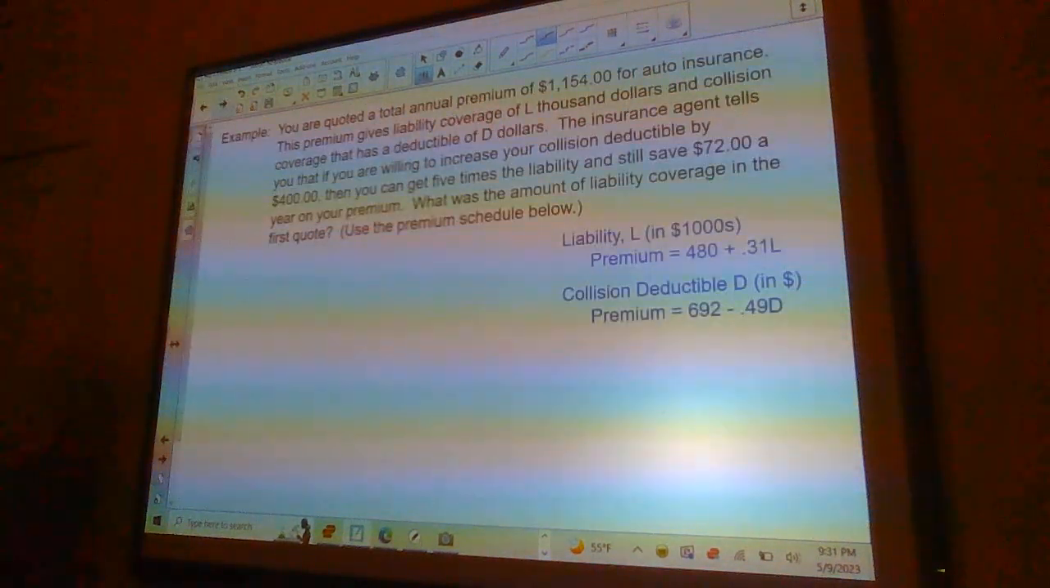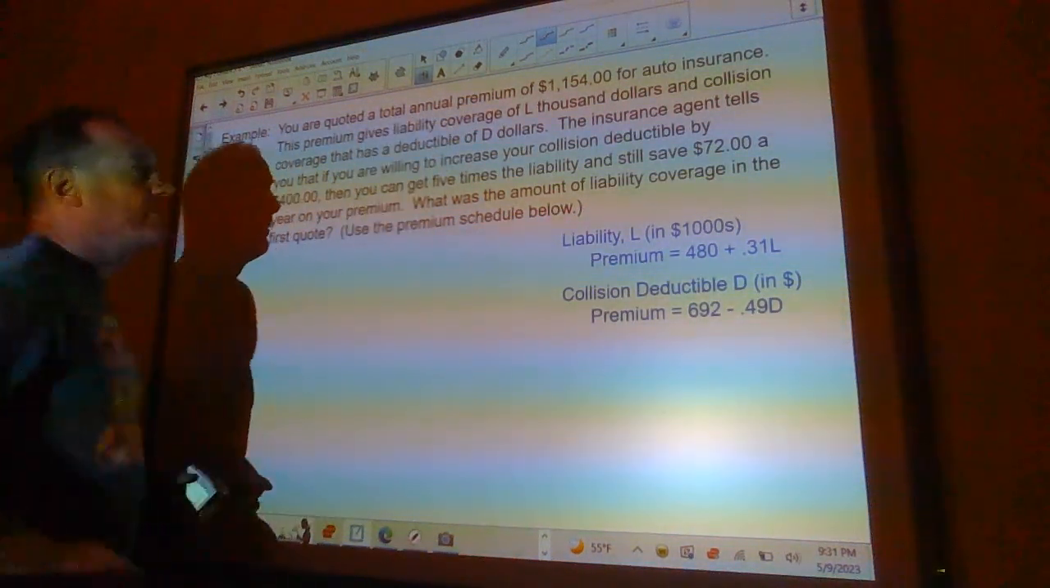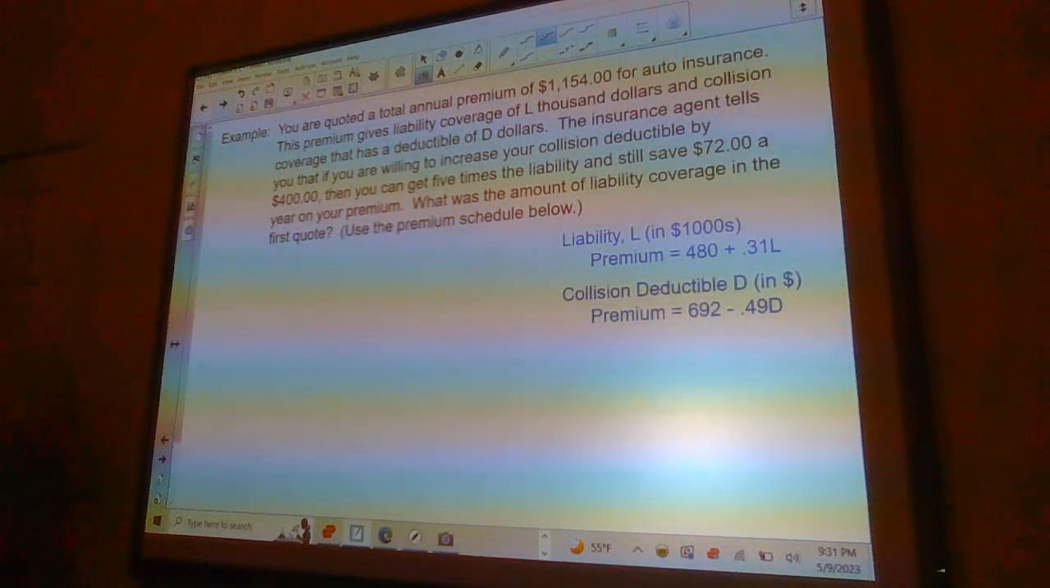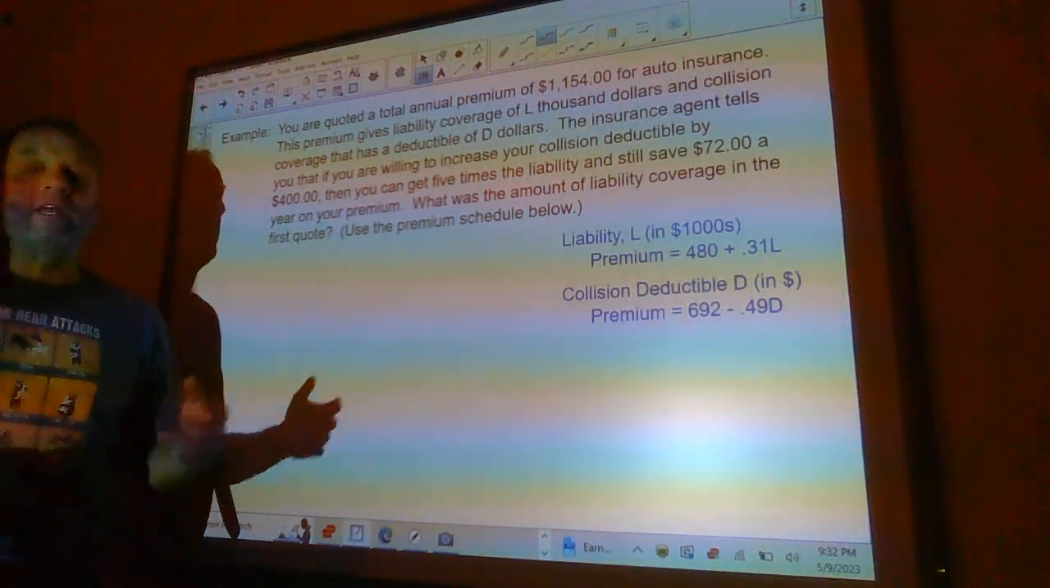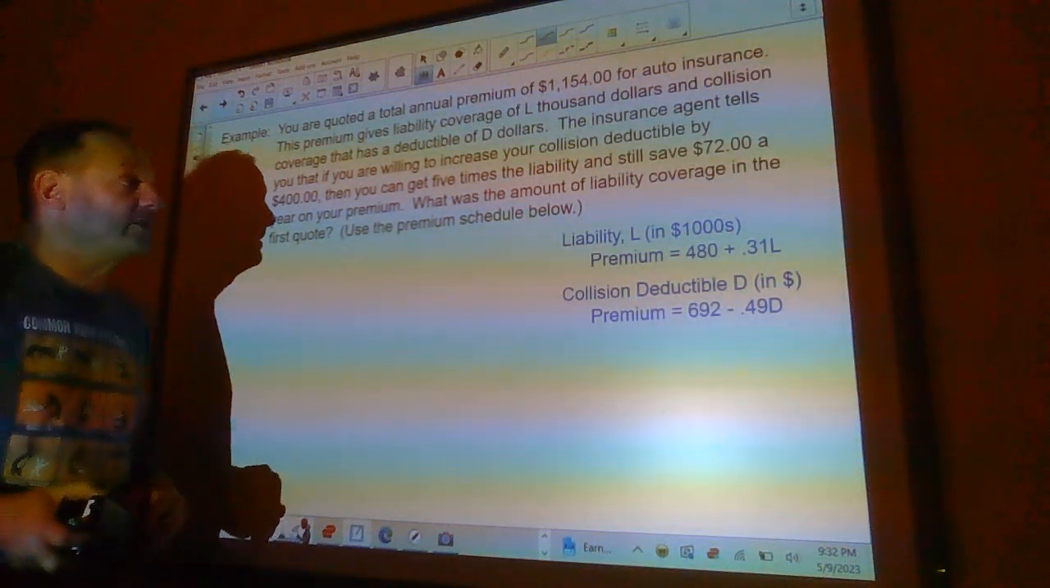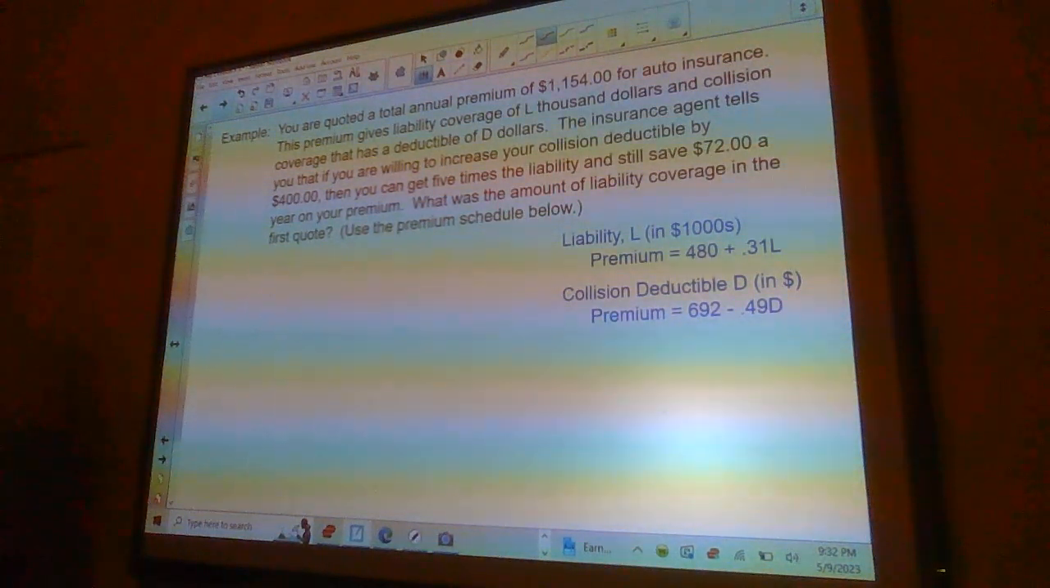Okay, moving right along. You're quoted a total annual premium of $1,154 for auto insurance. Premium is how much you pay annually, so for the year for your auto insurance. This premium gives you liability coverage of $1,000 and collision coverage that has a deductible of D dollars. Liability insurance is what you pay if you harm somebody, and collision insurance is paid to you if somebody hits your car or something like that.